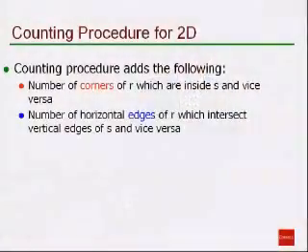So what is the counting procedure for the two-dimensional case? In the two-dimensional case, what you'll be counting is the number of corners of R which lie inside S and vice versa, and also the number of horizontal edges of R which intersect the vertical edges of S and vice versa. And you can show that you'll always get a count of 4 for intersecting rectangles, which is basically a count of 2 for each dimension.